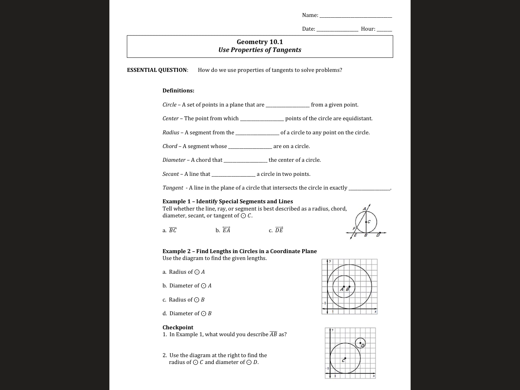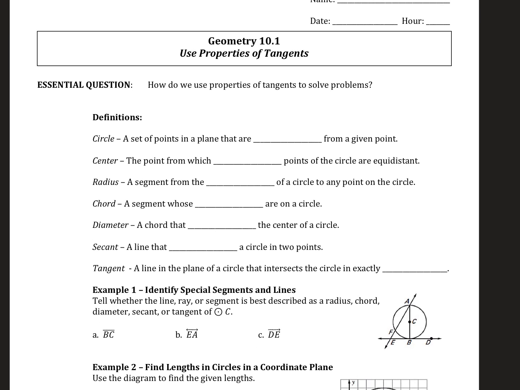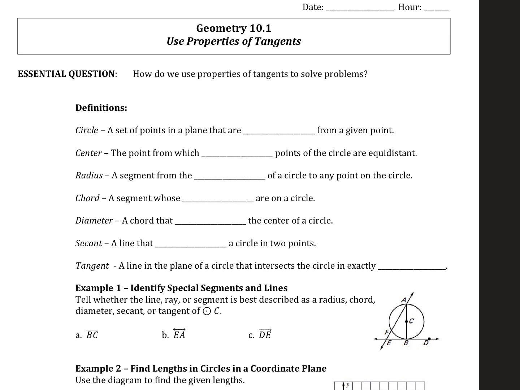Some of these are what I would call formal definitions, which is the actual definition mathematicians use, but I don't think you need to know the formal definitions. It's just going to confuse you a little bit. So the formal definition of a circle is a set of points in a plane that are equidistant from a given point. But you know a circle is literally just this, right?